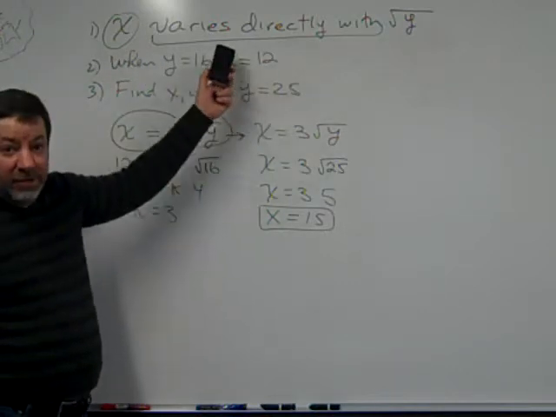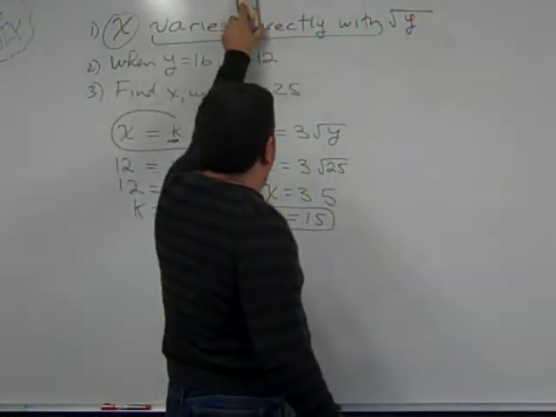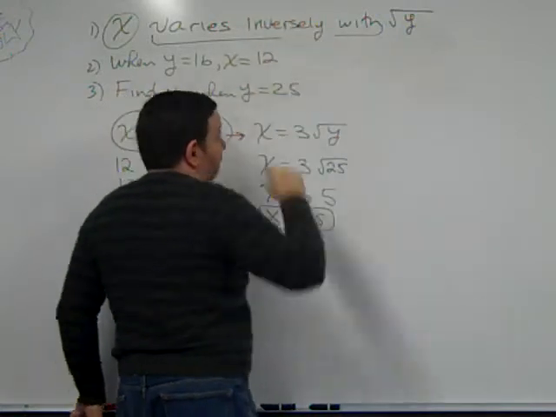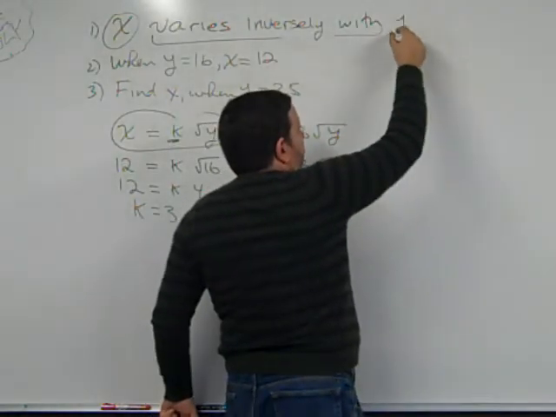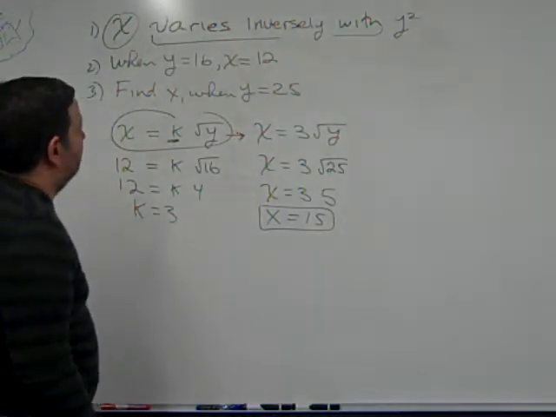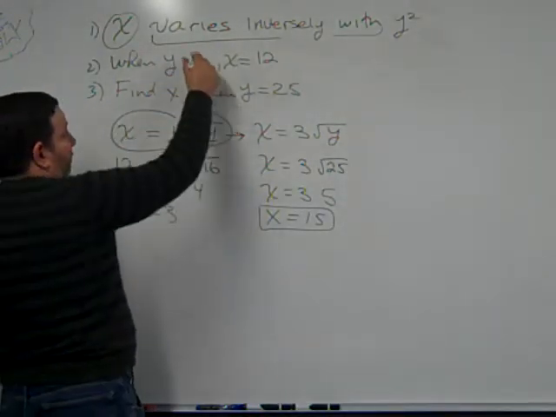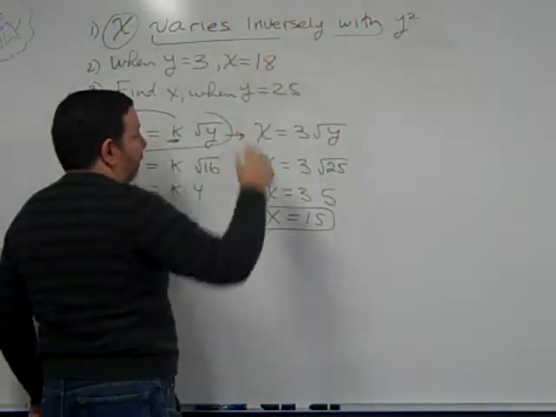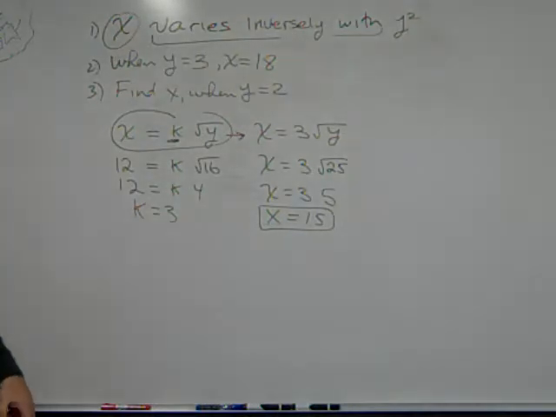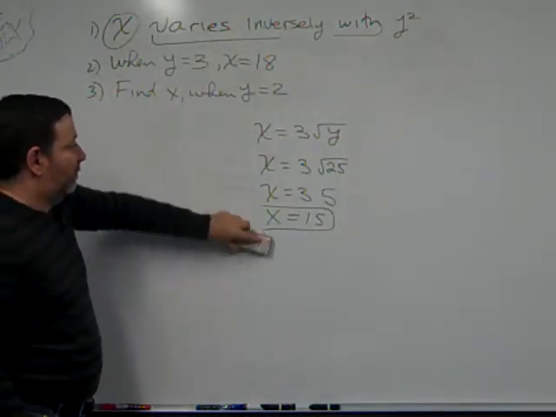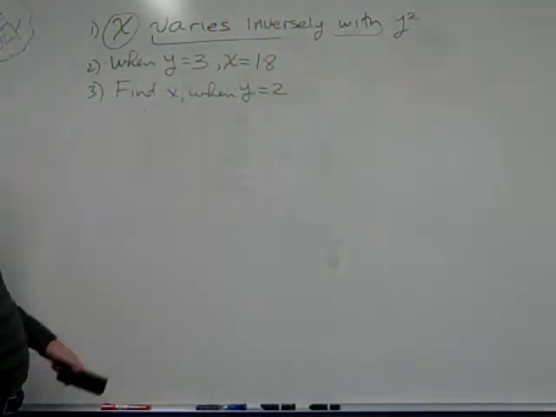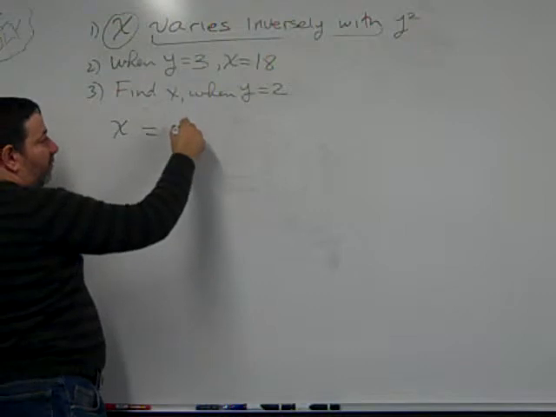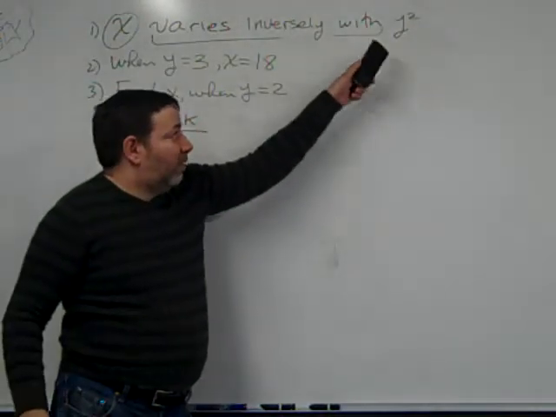So we just did a problem with varies directly with. Let us try one with varies inversely with, and make some changes. Call this y squared. When y is 3, x is 18. And find x when y is 2. So, let's get rid of this. Statement 1, x varies inversely with means equal to k over y squared.